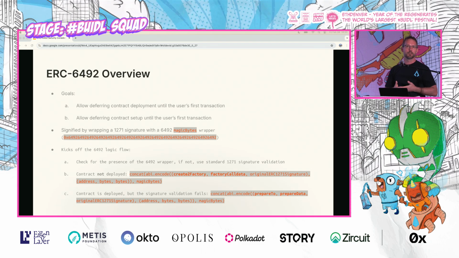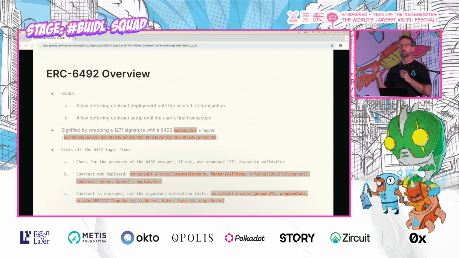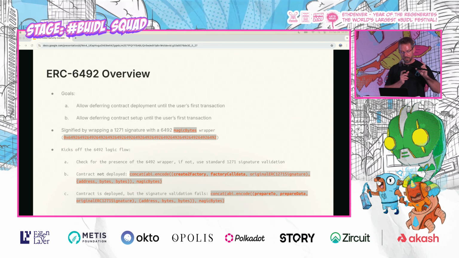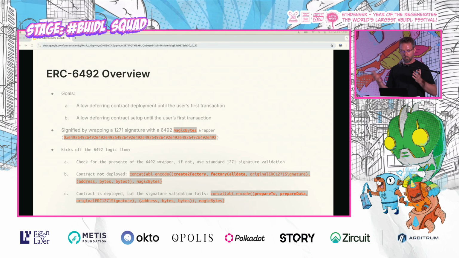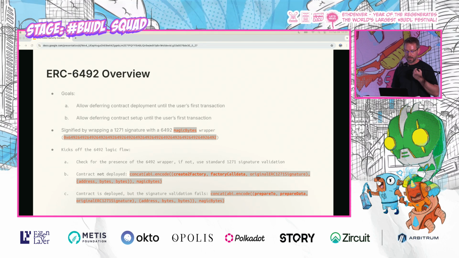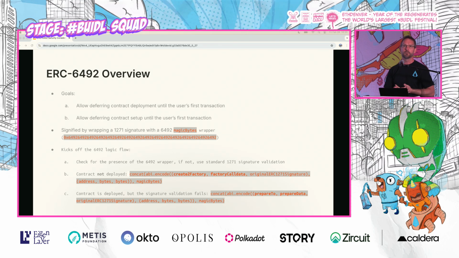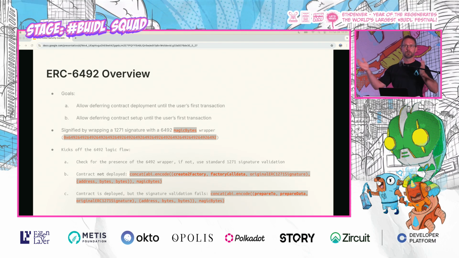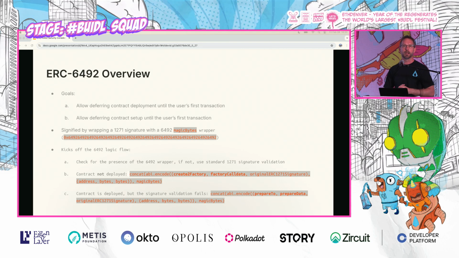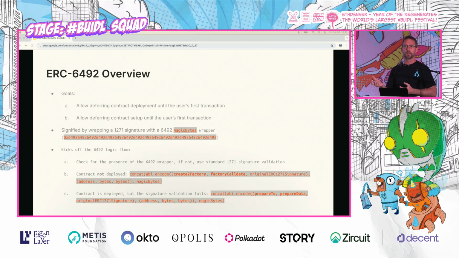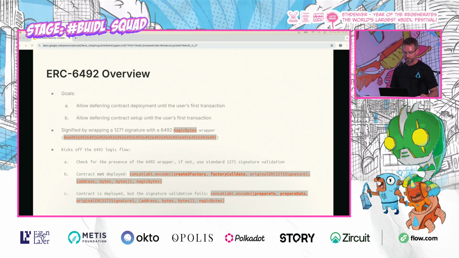6492 specifies that in order to do this, you're going to wrap your 1271 signature in a new way. You're going to add either an address for the create2 factory and the call data for that, or a prepare-to address and the call data for that, and then encode that with the 1271 signature and wrap both of those things, or actually append the 6492 magic bytes code on the end of that signature. And that's how we'll tell that we're dealing with 6492 rather than 1271.